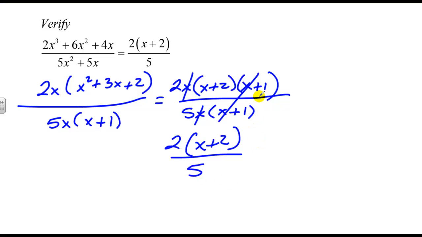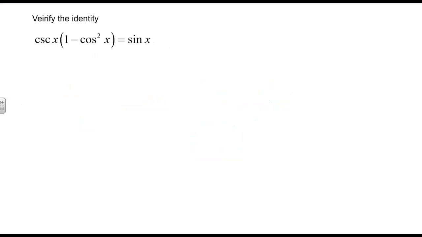Now we're going to start doing this with trigonometric formulas. So I want to show that the cosecant times 1 minus the cosine squared is equal to the sine. I'm sorry, sine squared. So if I look at this term right here, I say, that looks a lot like a Pythagorean identity. In fact, it is. 1 minus cosine squared is equal to sine squared.